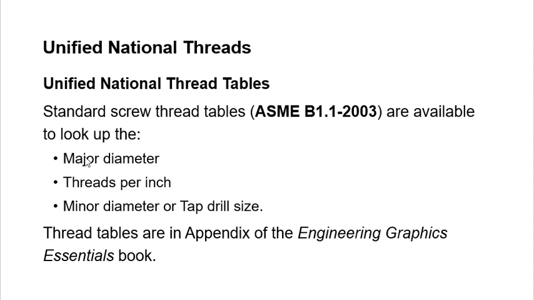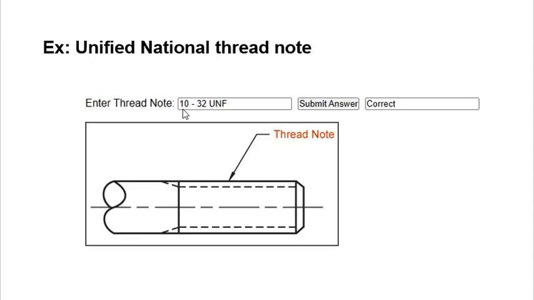So what are we looking at? We're looking at the major diameter, threads per inch, and then we are going to look at the minor diameter, tap drill size, everything written according to the size of your fasteners. So the very first one, we have to write down what this is about.